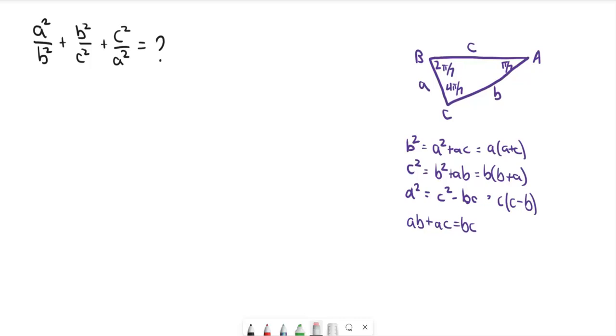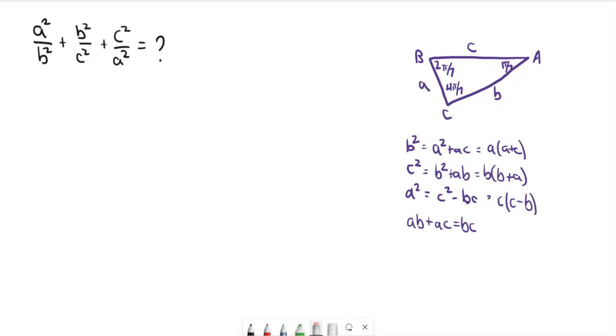This is the fourth video in my series on exploring the heptagonal triangle. Yesterday, in the video I uploaded, I did b squared over a squared plus c squared over b squared plus a squared over c squared equals 5. Today I'm going to do kind of the opposite of that: a squared over b squared plus b squared over c squared plus c squared over a squared equals some value.